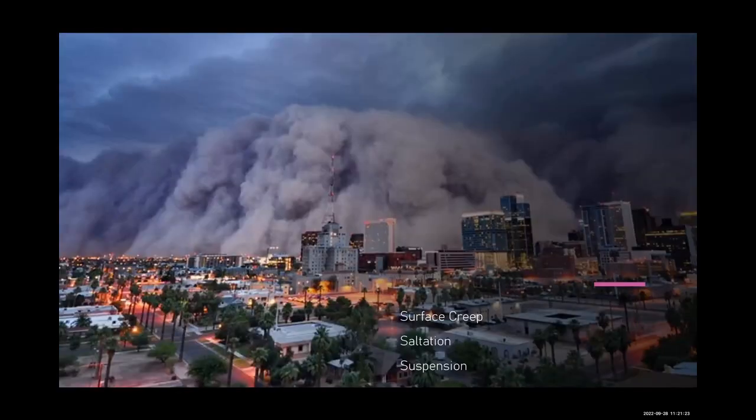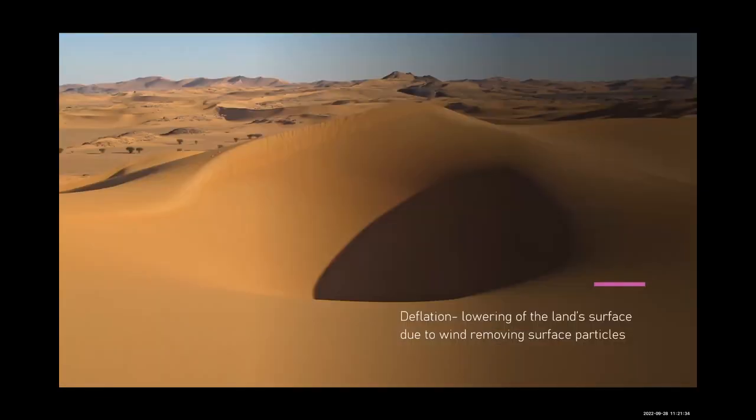All right, so wind erosion, we've already talked about surface creep, saltation, and suspension. And these are our different types of wind erosion that we've discussed already. So some of this is review. Now, the results of wind erosion would be something like deflation. And if you think about a balloon just deflating and shrinking down, that's exactly what happens to the land due to the wind removing surface particles.